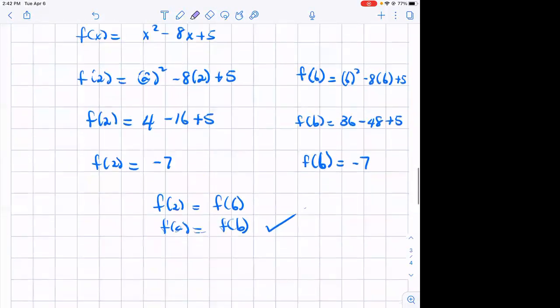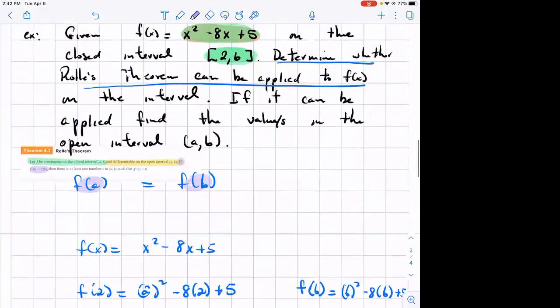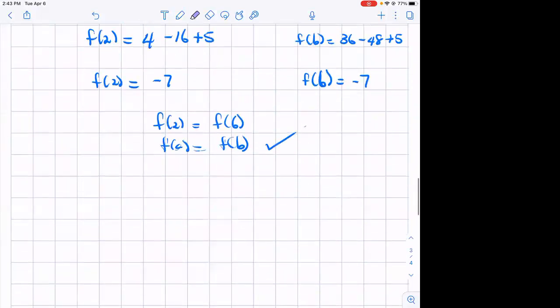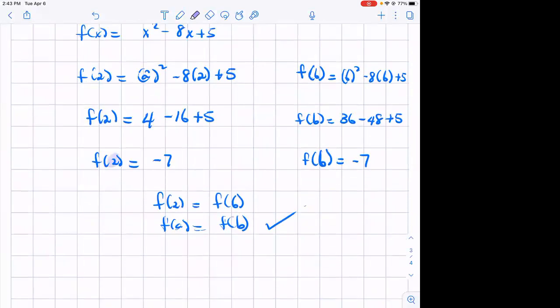So we take the function and plug in a, which is 2, and b, which is 6. They're the endpoints of the closed interval, 2 and 6. We plug them in and we saw that f of 2 is equal to -7 and f of 6 is also equal to -7. Therefore, f of a is equal to f of b. That's it. Are we good so far?